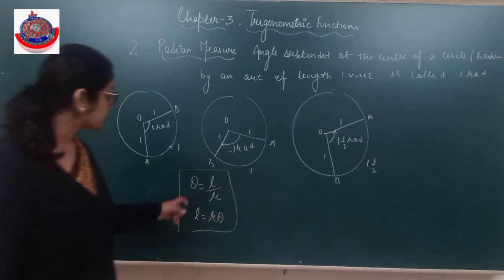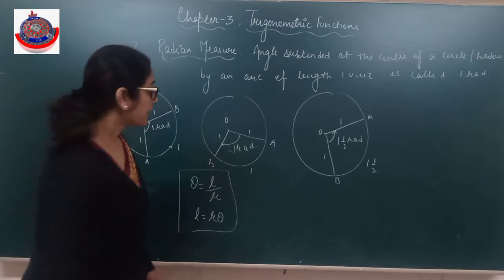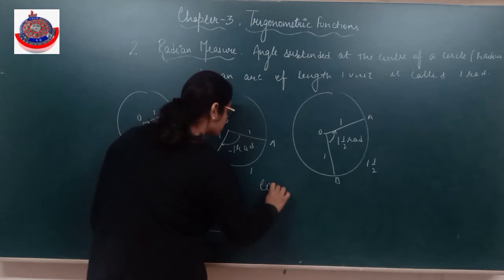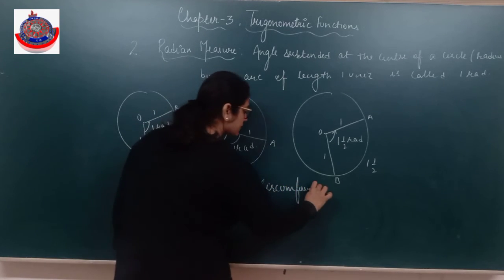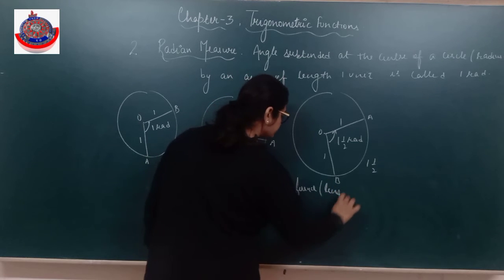Now as I am saying that theta is L upon R, I know that if I talk about the circumference of this circle, what is circumference? Circumference is the length of the arc only.